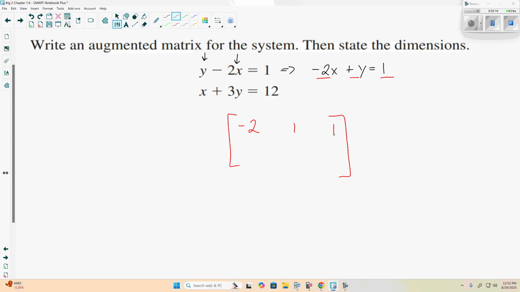Now we can go on to the second row. x and y are in the right order, so we can just put the numbers in. The number in front of x is 1. The number in front of y is 1, and it's equal to 12.